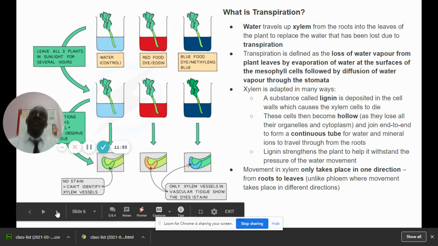Then we have the third one, which is the intermediate, known as cuticular transpiration, where plants lose water in form of vapor via the cuticle. And then the last one is lenticular transpiration via the lenticels. Lenticels are openings on the stems of plants, where plants lose water just anyhow. Water is lost.